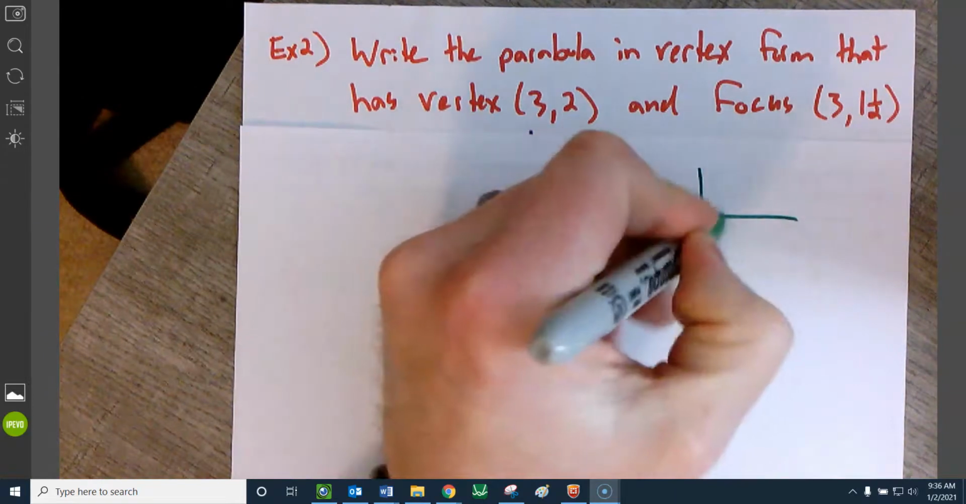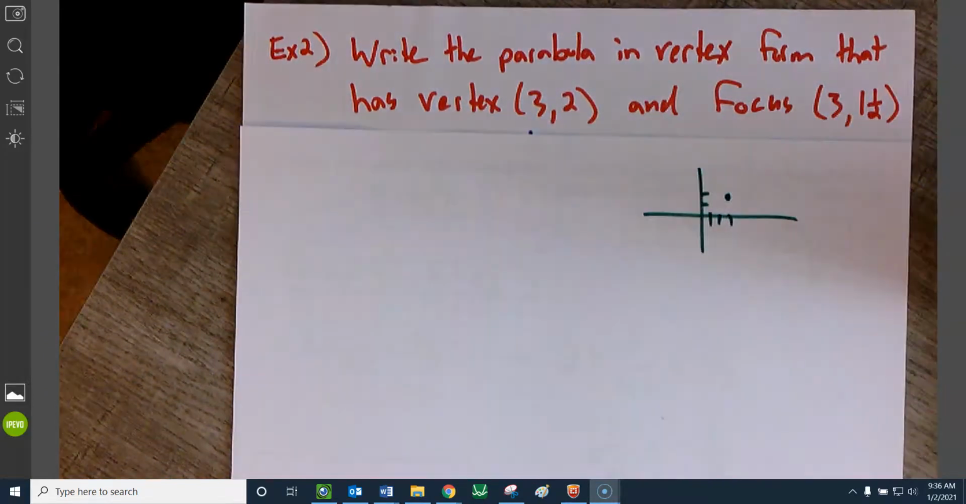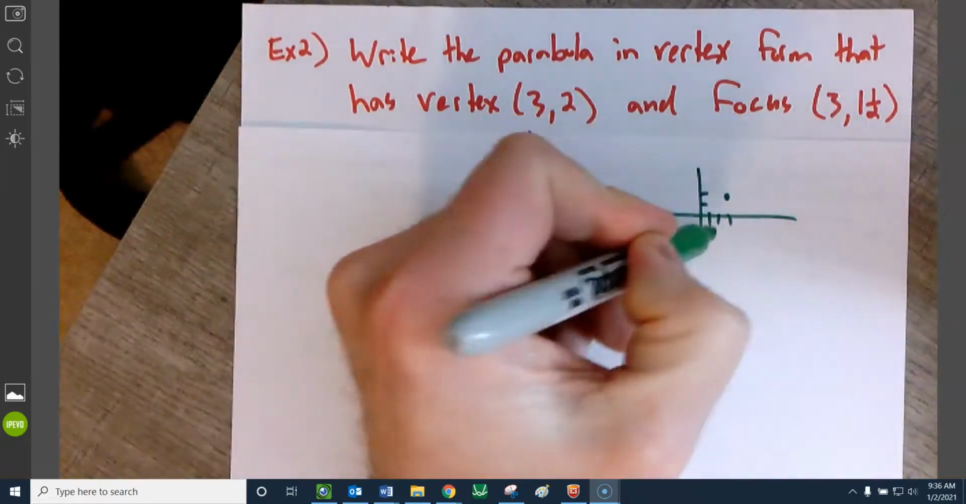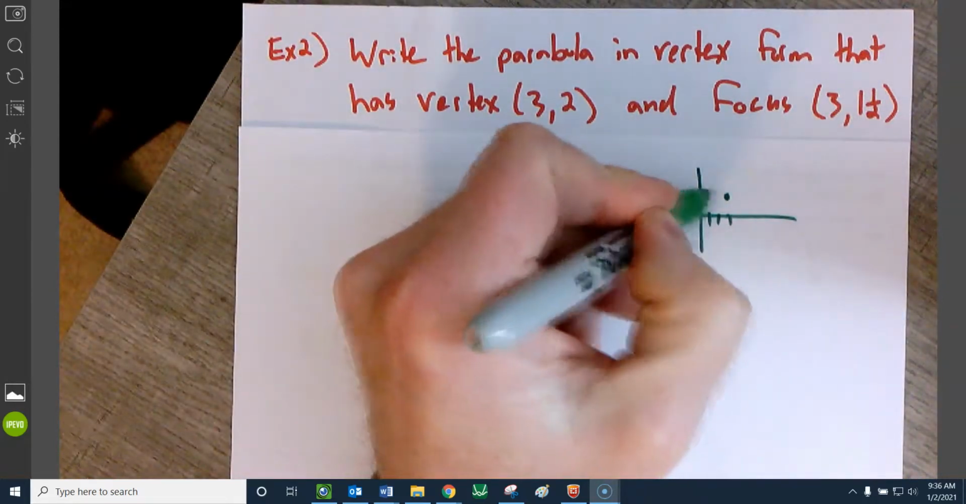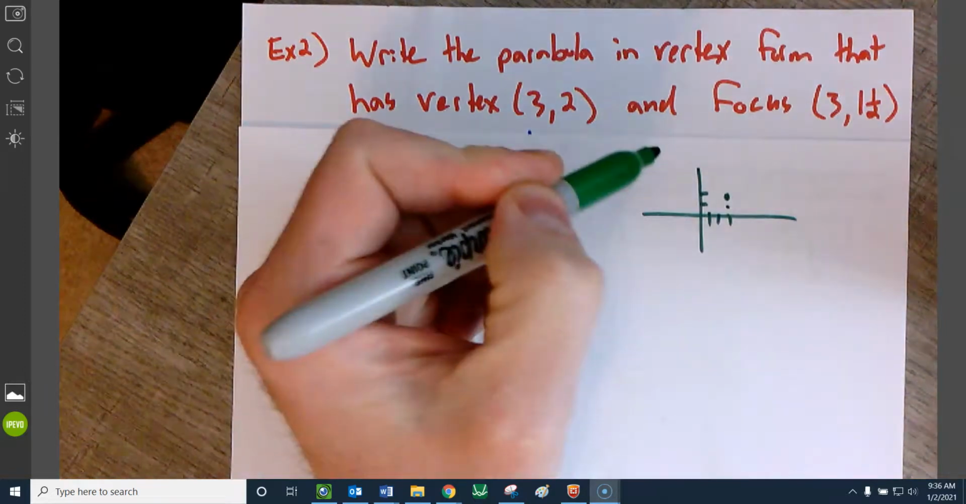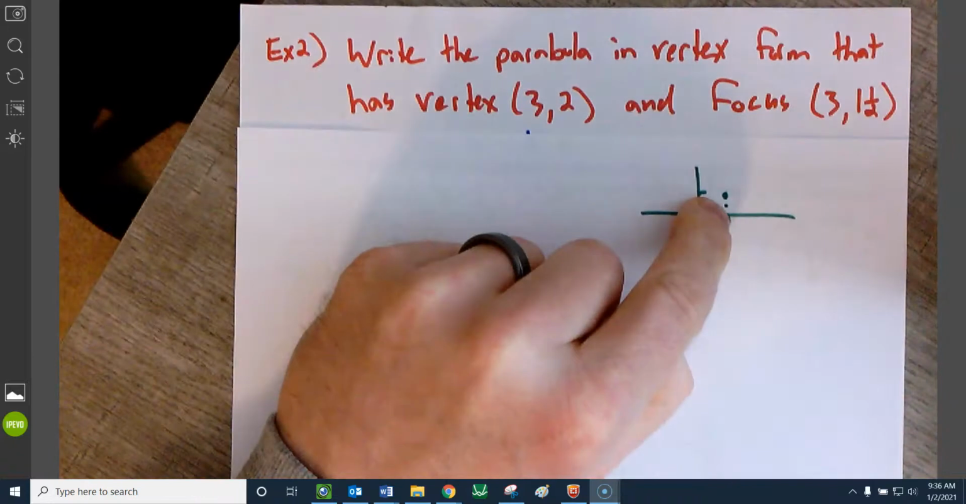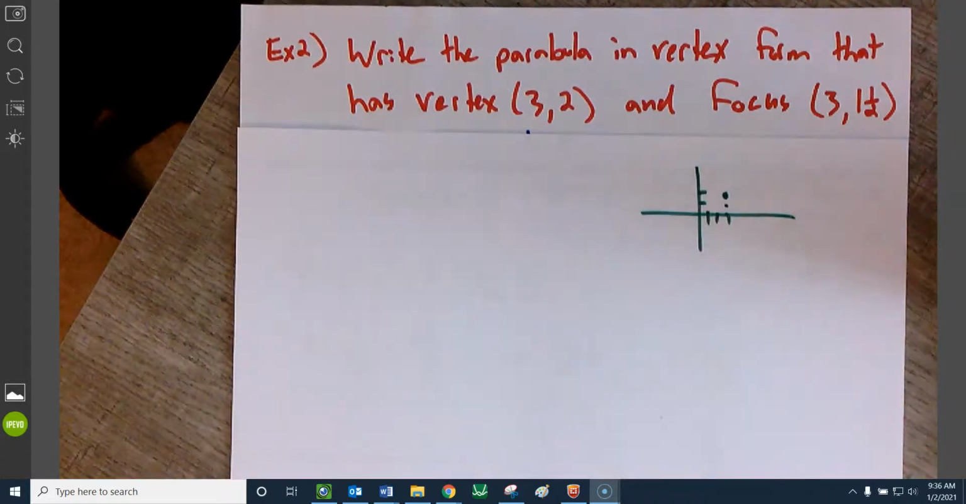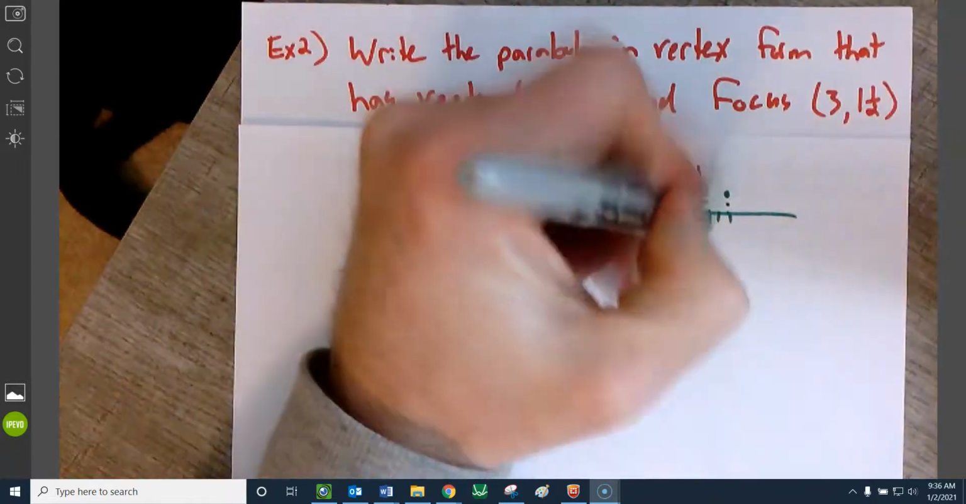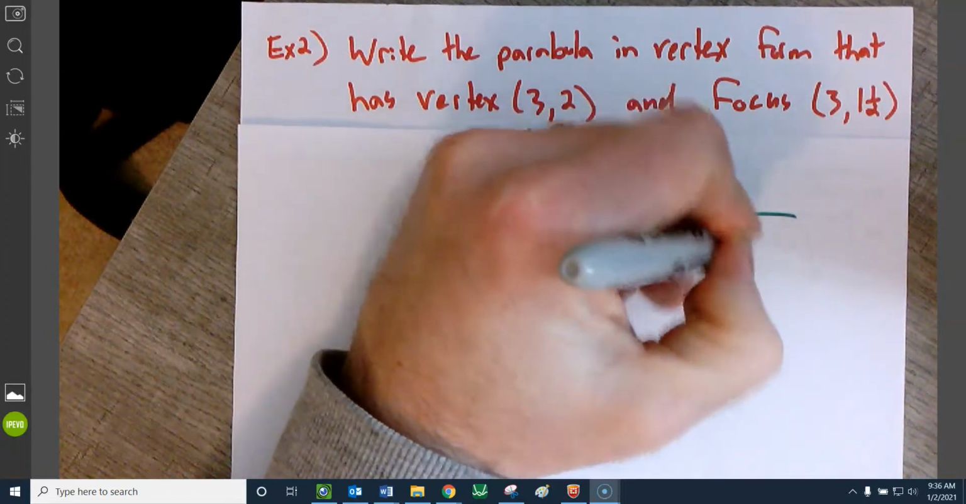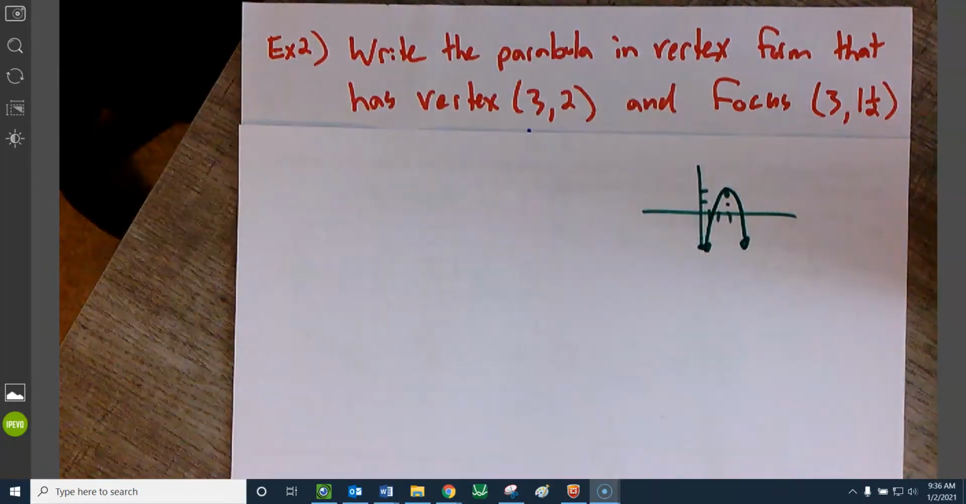It says it has a vertex of (3, 2). So 1, 2, 3, and 2. And then it has a focus at (3, 1 1/2). So 1, 2, 3, and 1 1/2. Not all the way up to 2, it's actually a little bit less. So that bottom one is our focus, that top one is our vertex. That's already showing me this is going to be a bottom opening parabola. Remember, the focus is always inside of our parabola, so that's what it has to be.